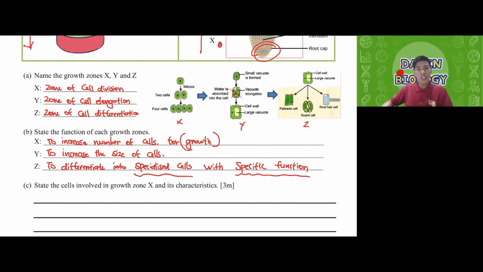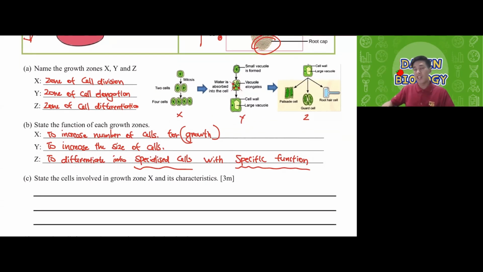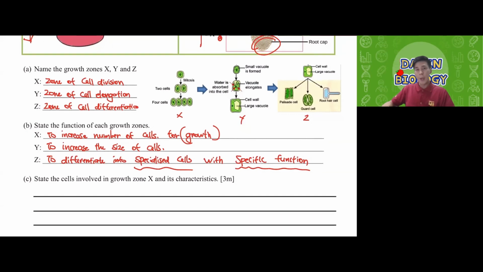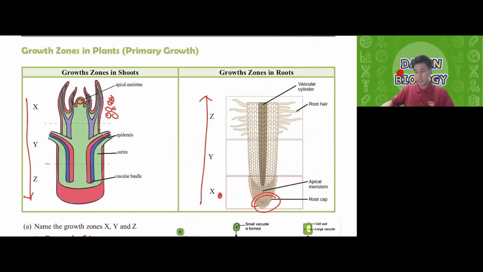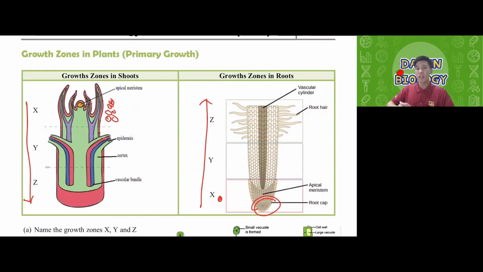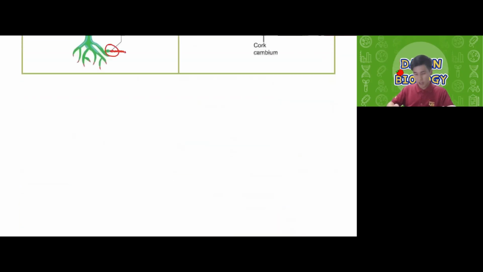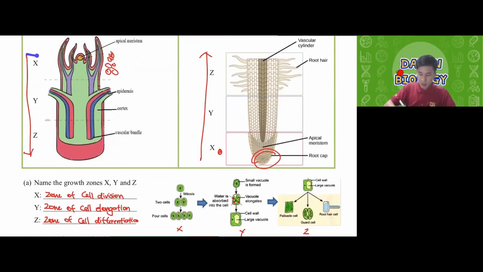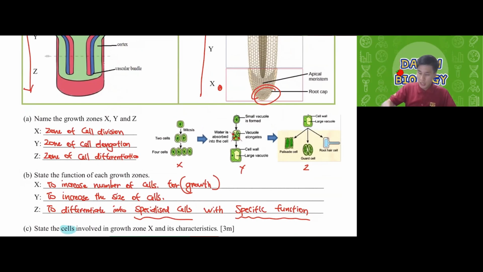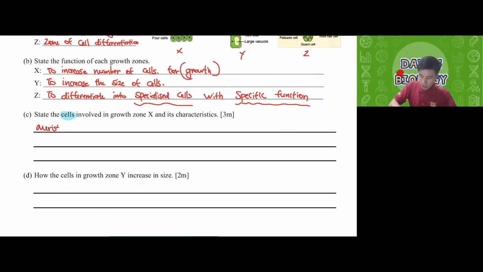C, state the cells involved in the growth zone and its characteristics. Okay. The cells involved. All right. Can you name what the cells here are? I mentioned one just now. They have a name. They are not called root cells or shoot cells. A very specific name. Yes, Patrick. Correct. We mentioned already, right? Meristematic tissue has meristematic cells. Since here is meristematic tissue, shoot and root are meristematic tissues. The cells have the same name. Meristematic cells.